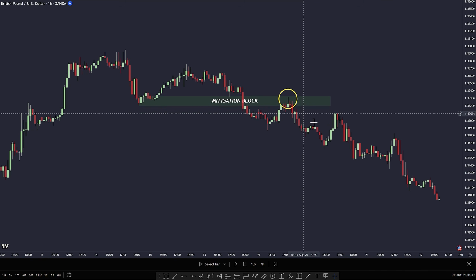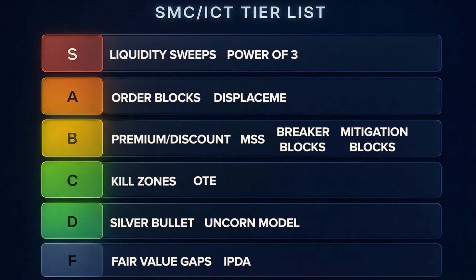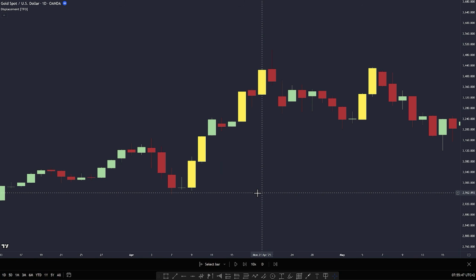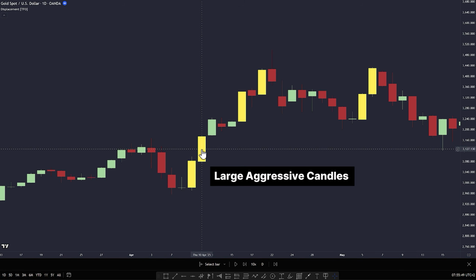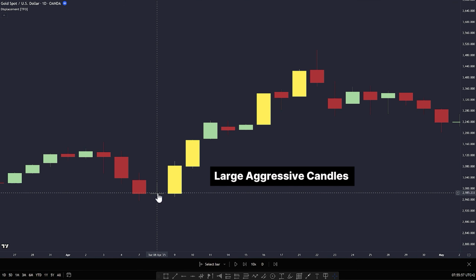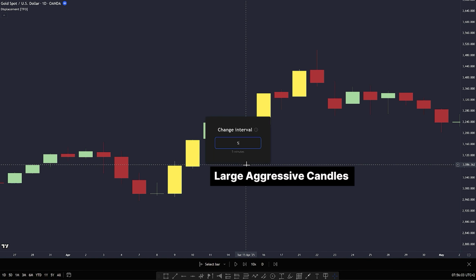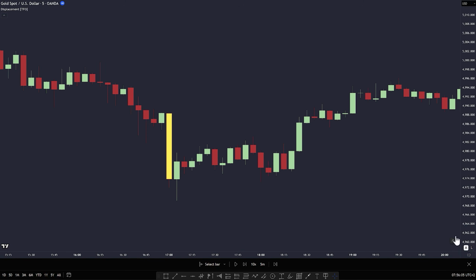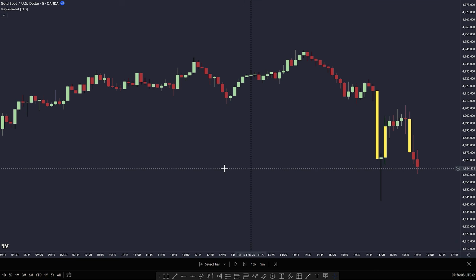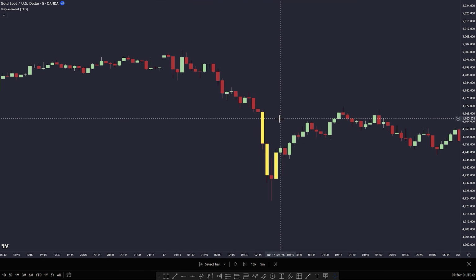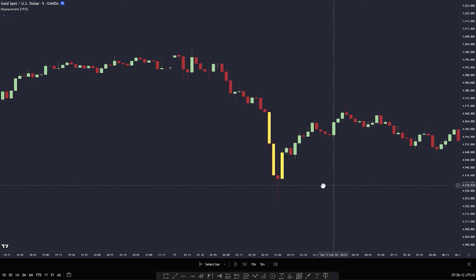Here's something that isn't a full rebrand. Displacement, A tier. Large aggressive candles with full bodies, minimal wicks. This is the visible footprint of institutional money hitting the market. Small candles are retail noise. A massive candle with no wicks, that's a bank moving millions. You don't need a theory to see it. You don't need an algorithm to explain it. It's right there on the chart.